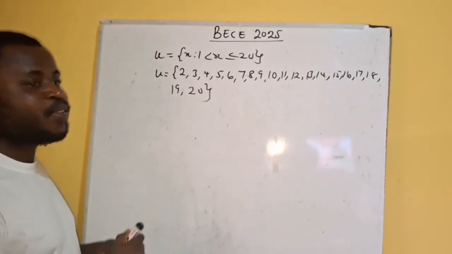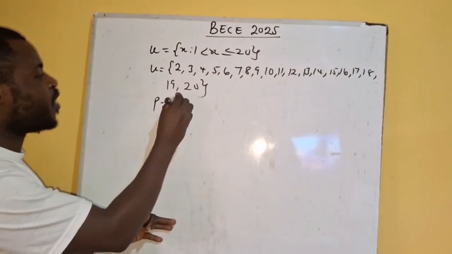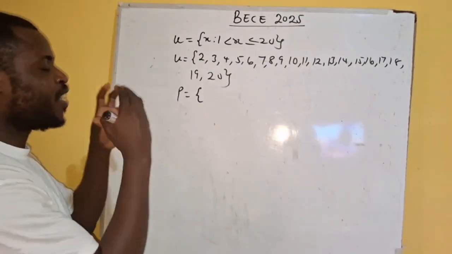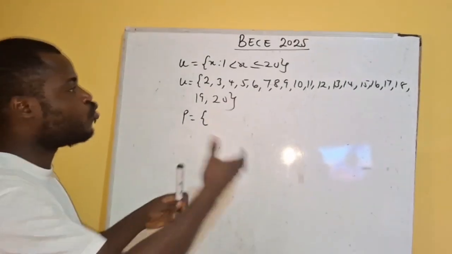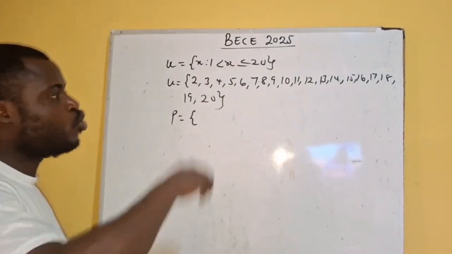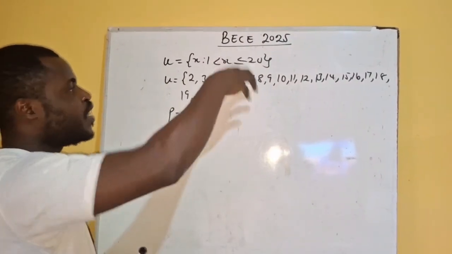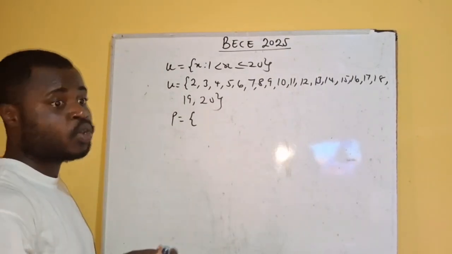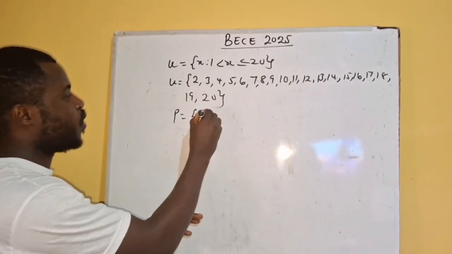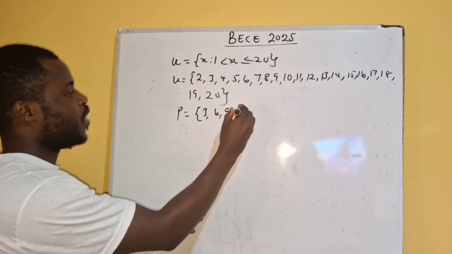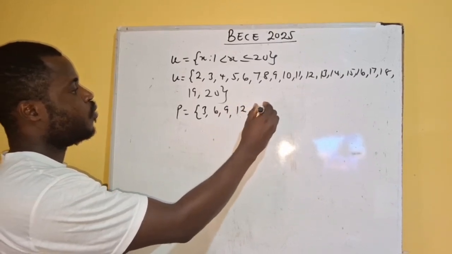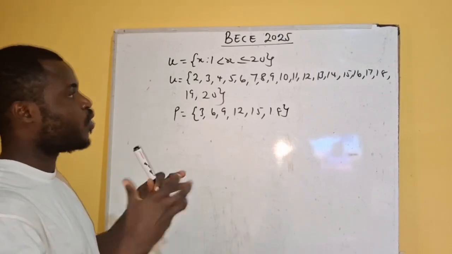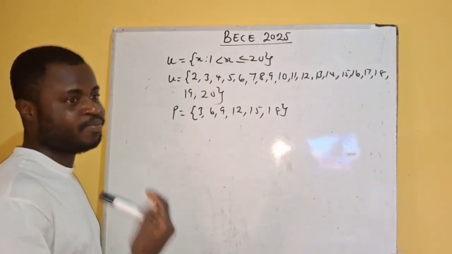Yes. And they are saying P is multiples of 3. And this P is also a subset of this universal set, which means the numbers you are going to list in P should all be found in the universal set. So you look for the multiples of 3 in this universal set. We know 3 times 1 is 3. So we have 3, 6, 9, 12, 15, then we have our 18. These are the multiples of 3 in the universal set.